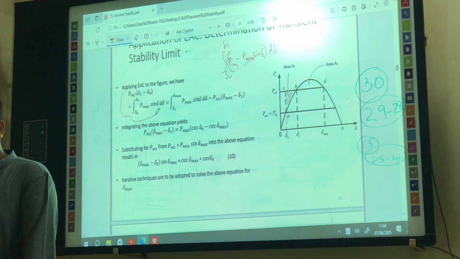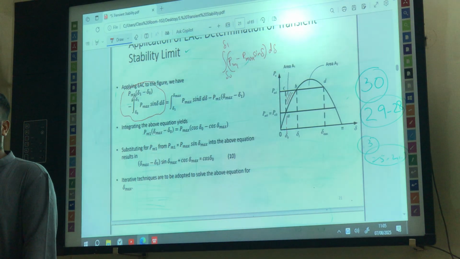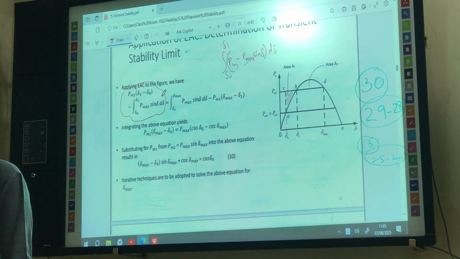This is the area here. How did they write it? Actually, this and this are actually the same thing. Okay? How did they write it? Actually, they calculated this area like this. How? They first calculated this whole area.